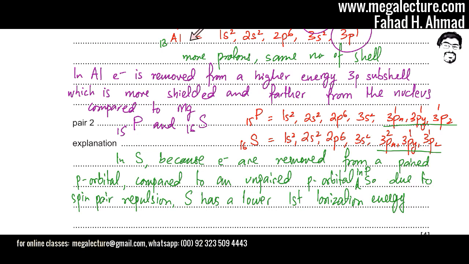And this is a very typical question, and you should remember why these two, sulfur and the other one was aluminium, why these two elements are not following the trend in first ionization energies across the period.